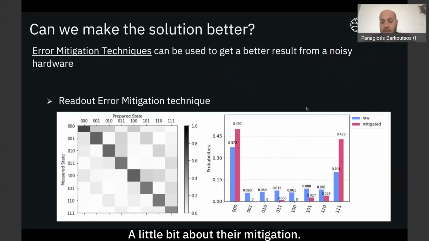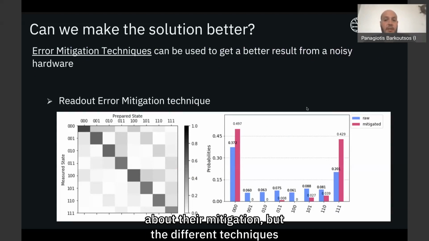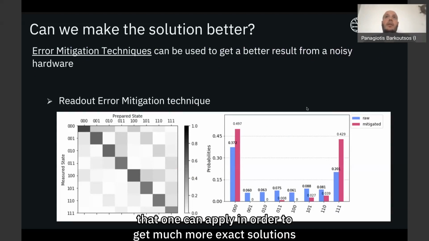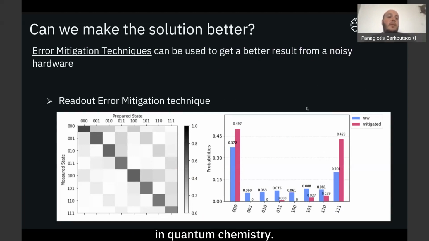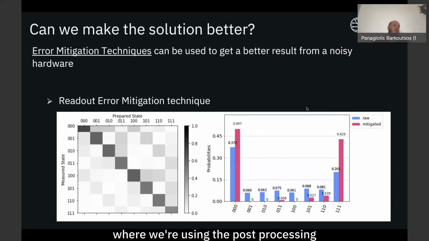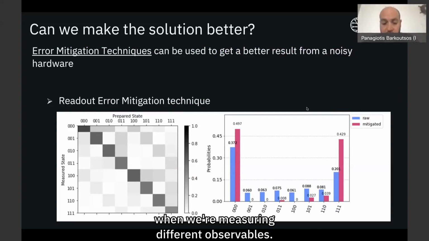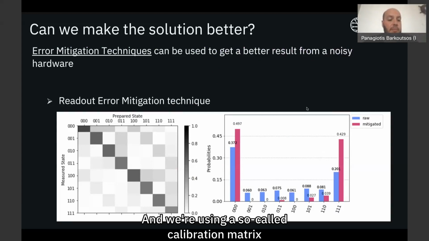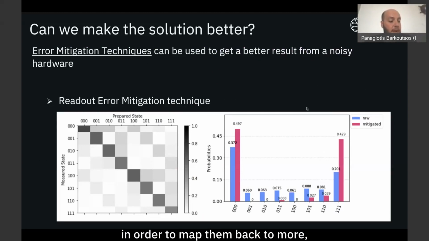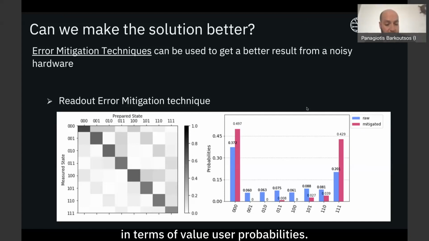A little bit about error mitigation. I'm sure you will hear more in the lectures around hardware about error mitigation, but here are the different techniques that one can apply in order to get much more exact solutions in quantum chemistry. The first one is the readout error mitigation technique, where we use post-processing of the different counts that are collected when we measure different observables, and we use a so-called calibration matrix in order to map them back to better distributions and get significantly better results in terms of amplitudes and probabilities.